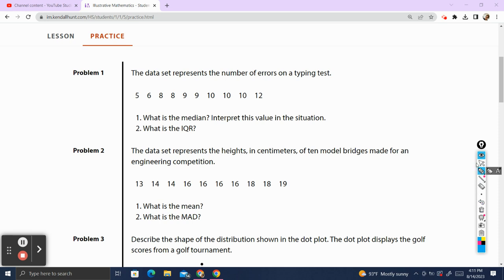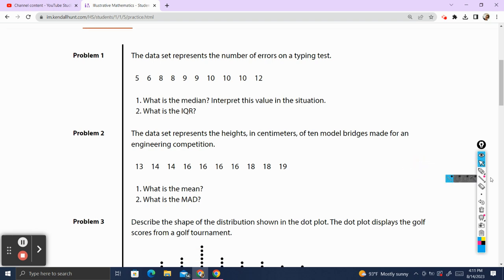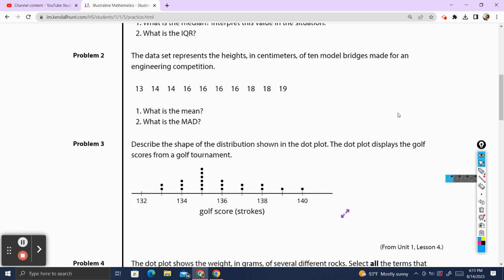The data set represents the heights in centimeters of 10 model bridges made for an engineering competition. What is the mean? What is the MAD? So let's go ahead and find the mean. The mean, also known as the average, you can find by adding up all the numbers and dividing by however many there are.